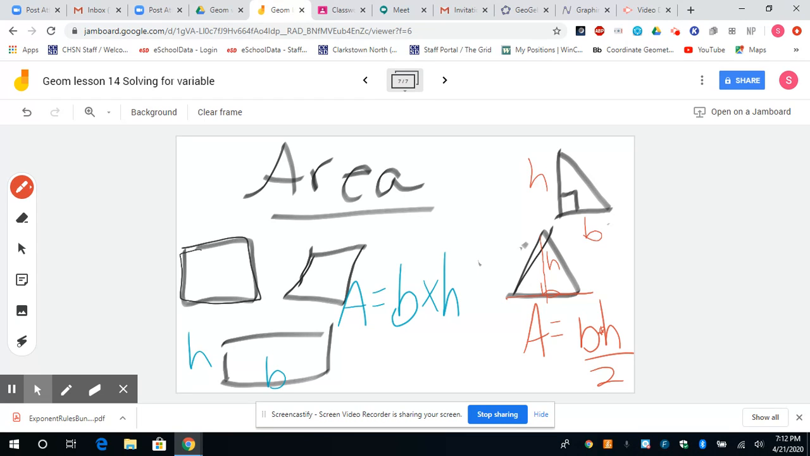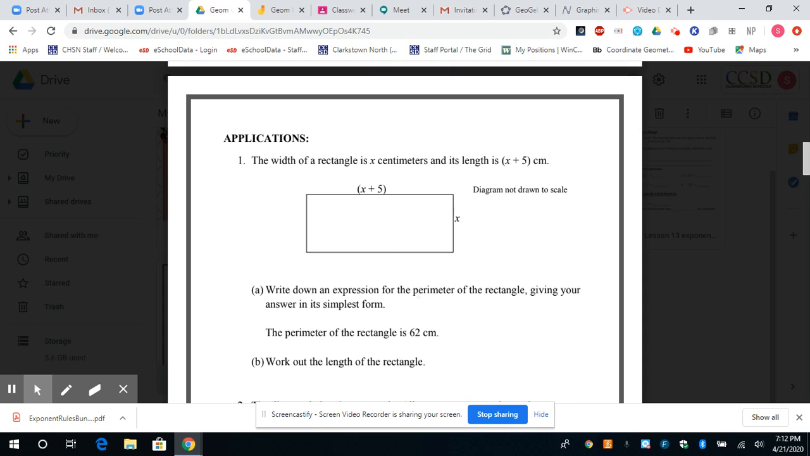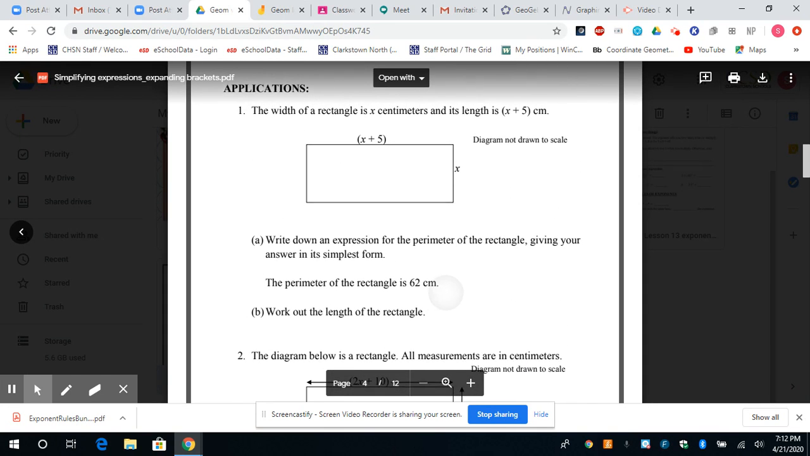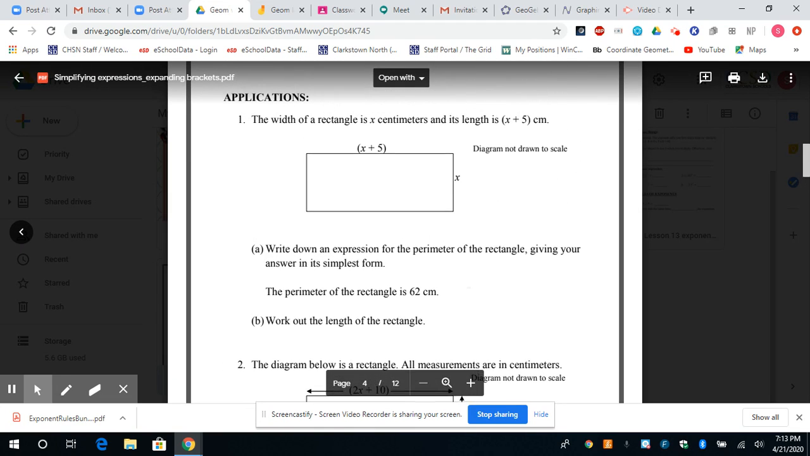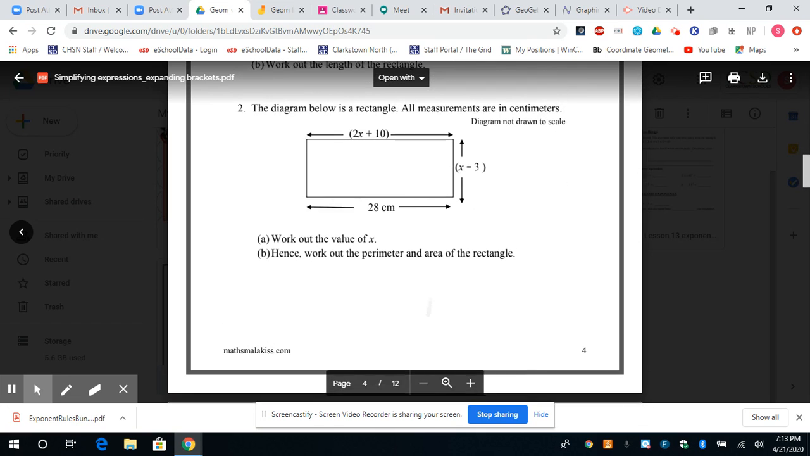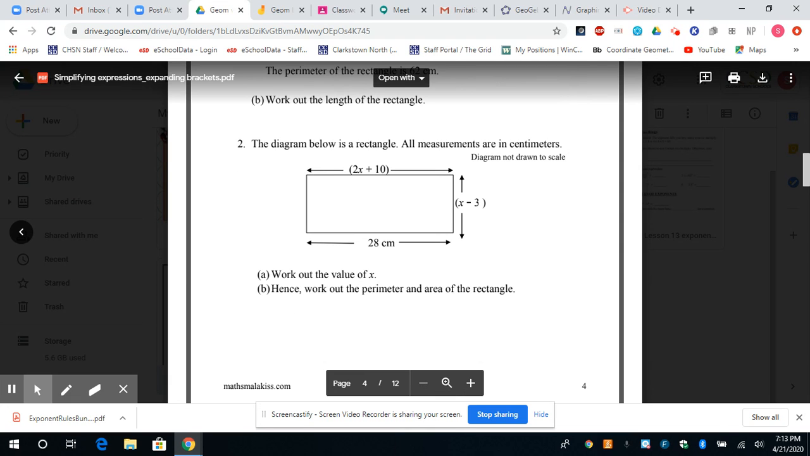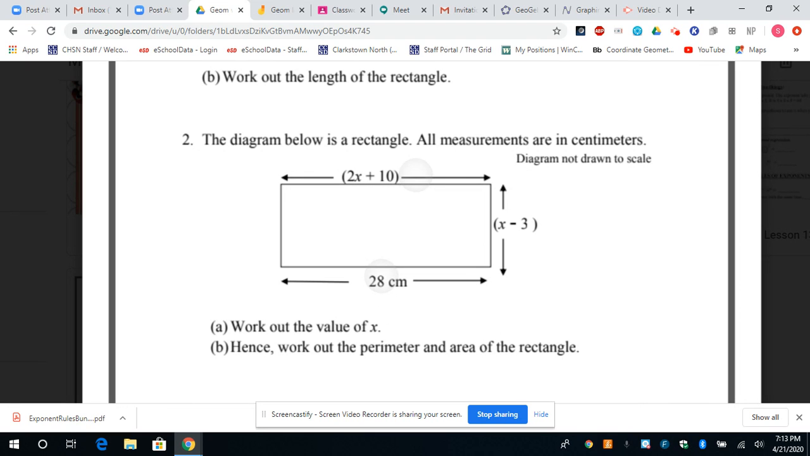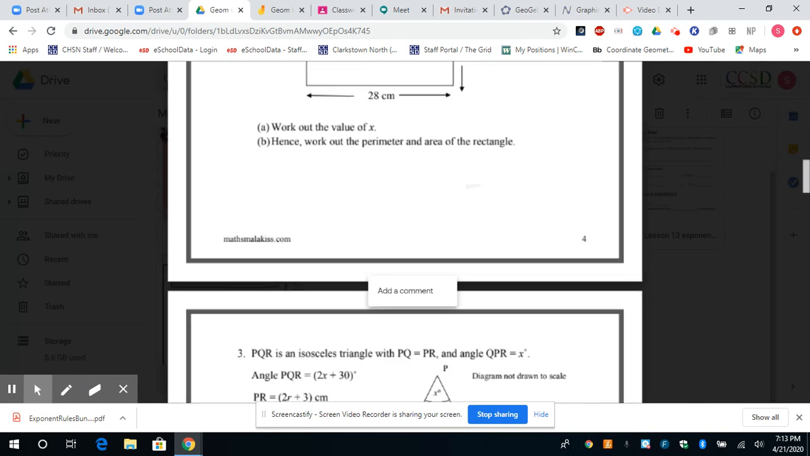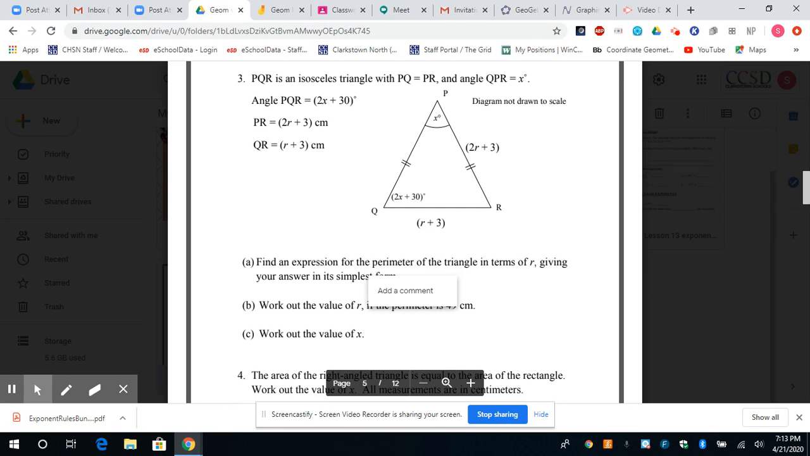Again, thank you for watching this, and hopefully this helps you with the assignment. So if you go to the assignment, which I'm going to post, you have problem 1, referring to perimeter and finding the length. You have, again, another perimeter of a rectangle. And look how they're giving it to you. Remember, we've done this before. So 2x plus 10 is the same thing as 28. So you can set these equal to each other. Opposite sides are equal. Number 3 is talking about isosceles triangle, which I reviewed.